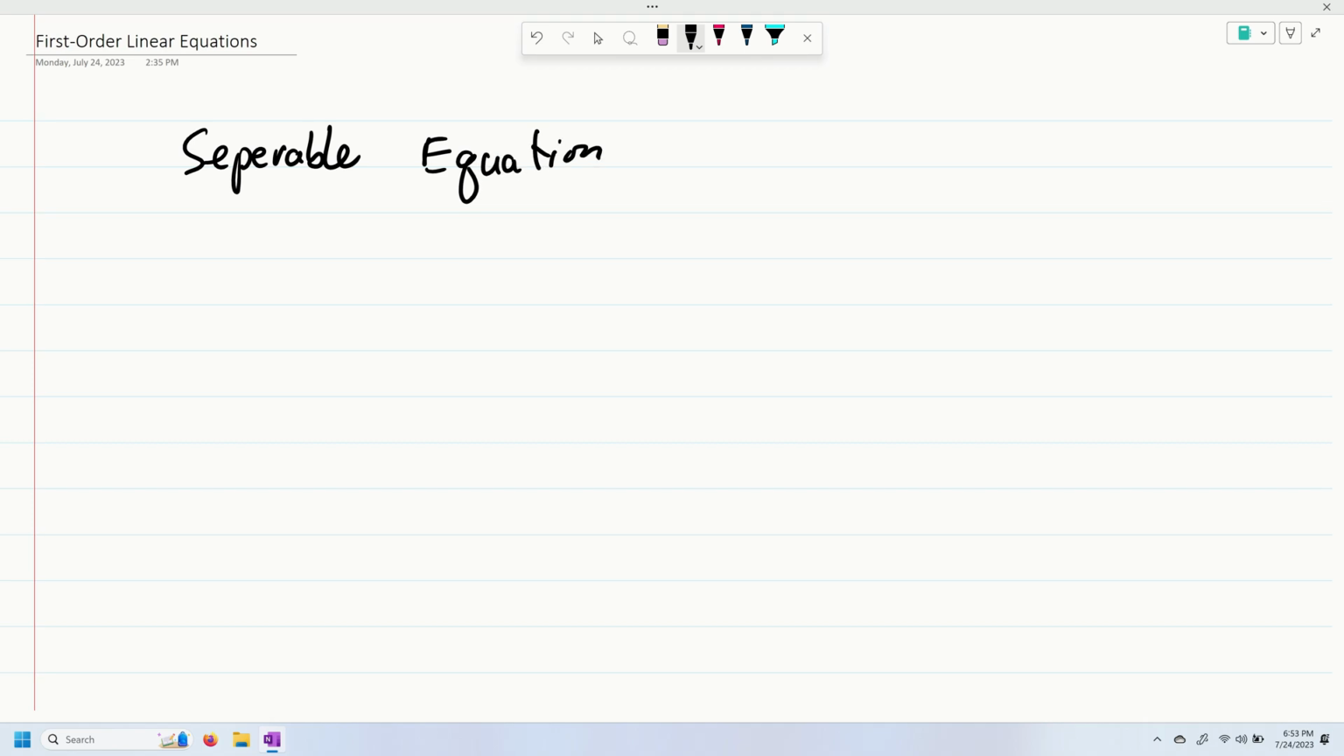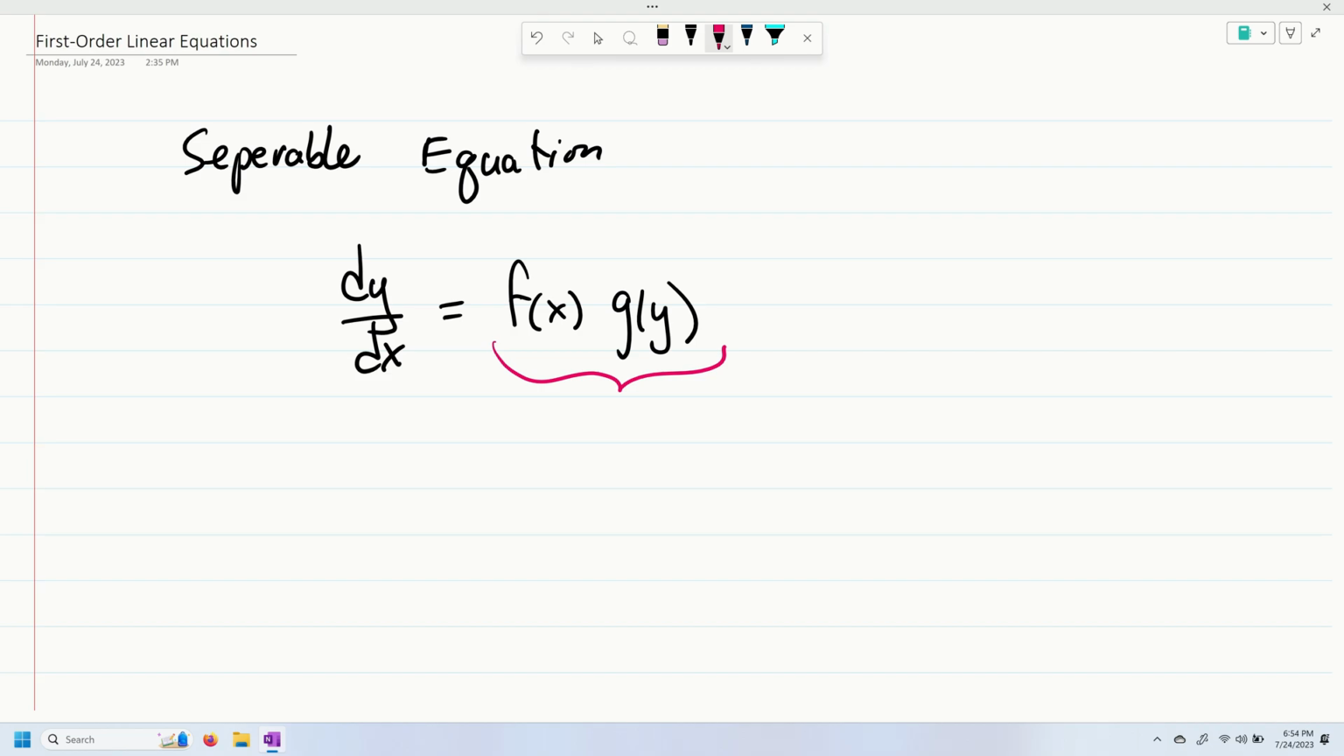With separable equations, we have the following: dy/dx equals f of x times g of y. And what made this so easy for us is we could easily separate these variables because on the right-hand side, we have a product of the two different functions. So we could just group the y's together and group the x's together and call it a day.